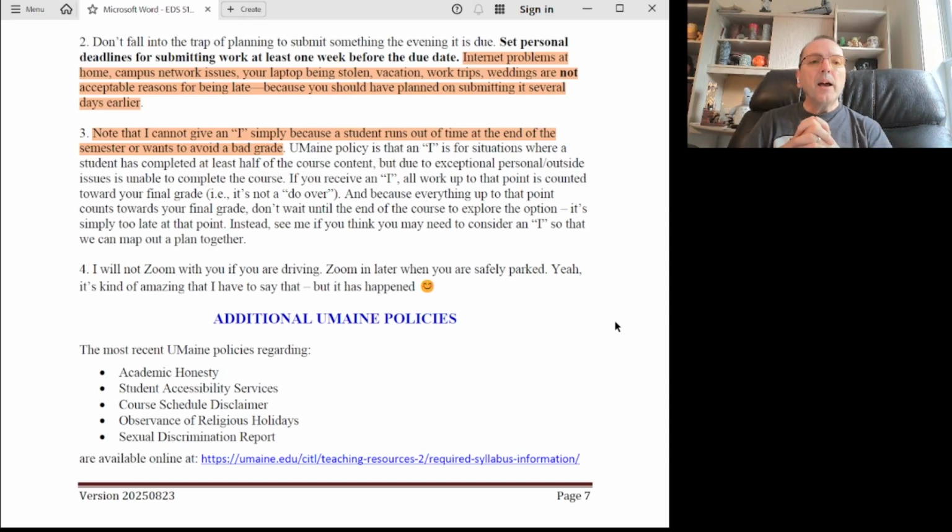Finally, the kind of policies, and this is a university policy. I can't give an incomplete because you run out of time or you're unhappy with your grade. The university policy is, to get an incomplete, you have to finish half the work for the semester, and then all of that work counts. It's not a redo. You don't get to redo it. All of that is put into your final grade, and then you're just finishing up the remainder of the semester.